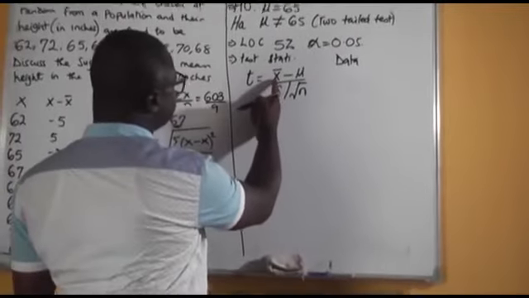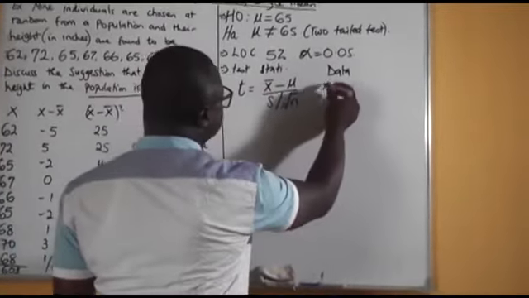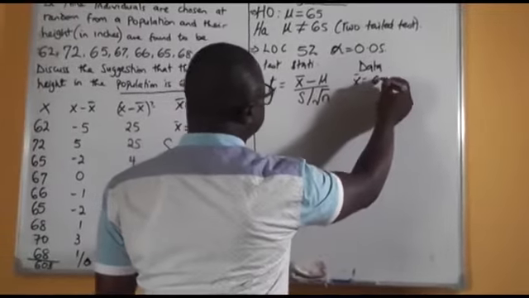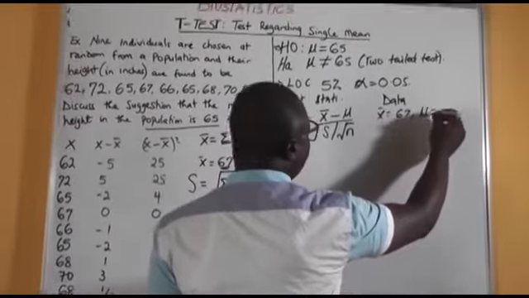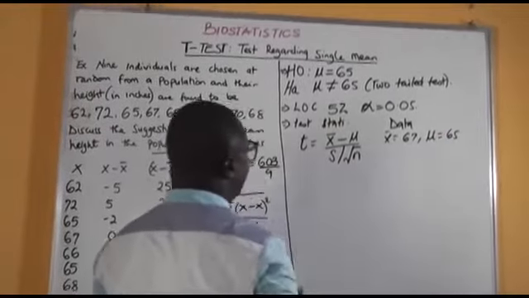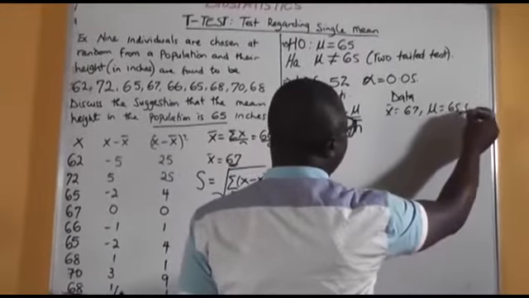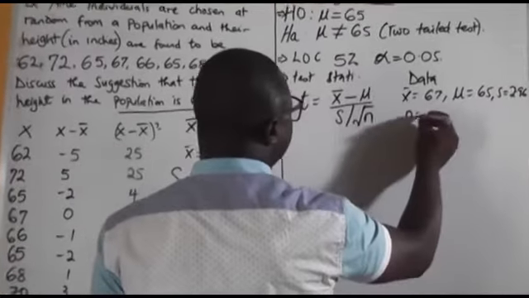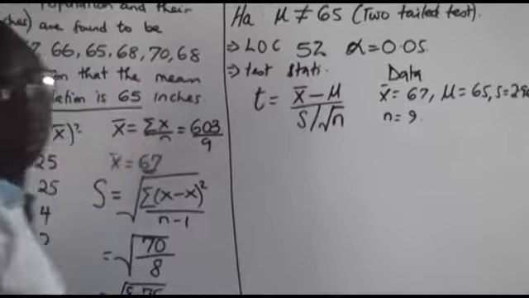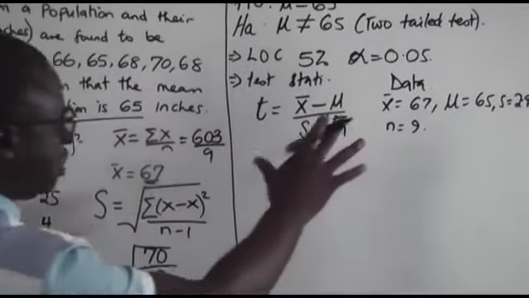Let's look at our data. What is our sample mean? Our sample mean is 67. What is our mu? From the question, our mu is 65. What is our S? Our S is 2.96. Then what is N? Our N is 9. So now let's substitute these values.